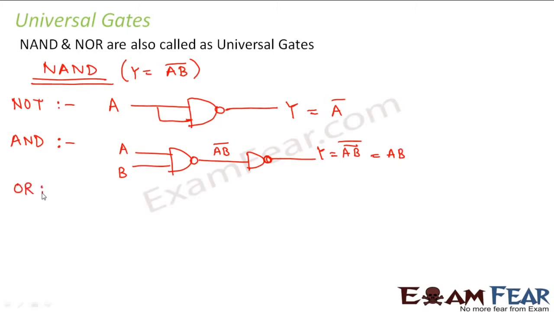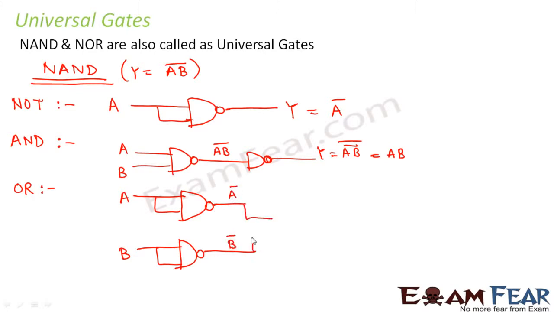Now how can a NAND gate act as an OR gate? In that case, we have to use 3 NAND gates. If you use 3 NAND gates in this way, let us suppose this input A goes from here, input B goes from here. So what do you get? You get A bar here, you get B bar here, and then these 2 are made to pass through another NAND gate. So what is your output? The output is (A bar B bar) bar, right? This would be your output. Now this output is the same as A plus B.